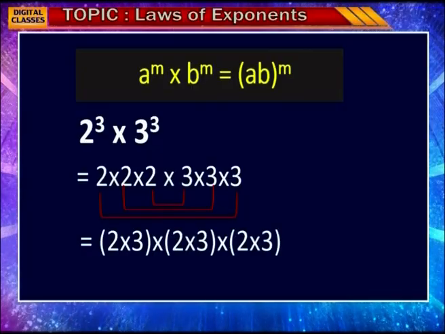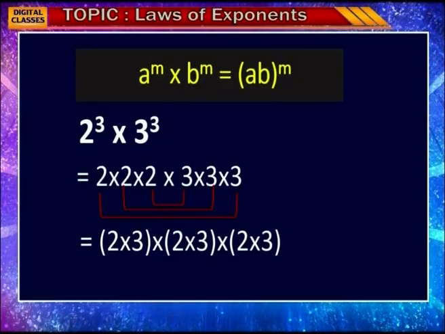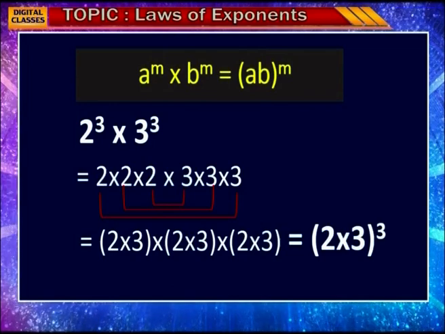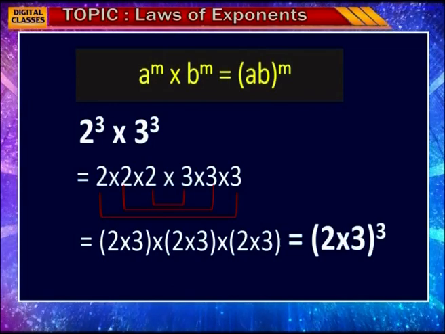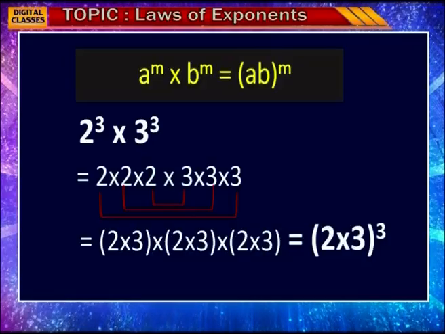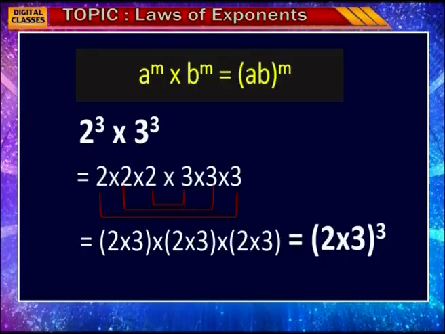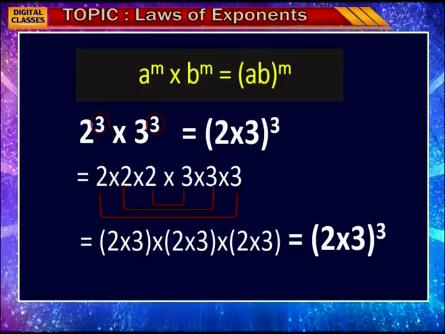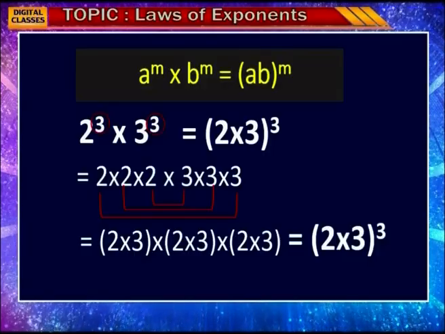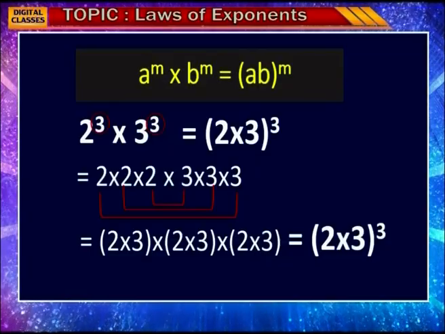and we can write like this: 2 into 3 into 2 into 3, 2 into 3. How many 2 into 3 brackets are there? There are 3. When the bases are different and the exponents are equal, you can multiply the bases and you can put one exponent like this. So, this one, 2 to the power of 3 into 3 to the power of 3, when the bases are different, the powers are equal.